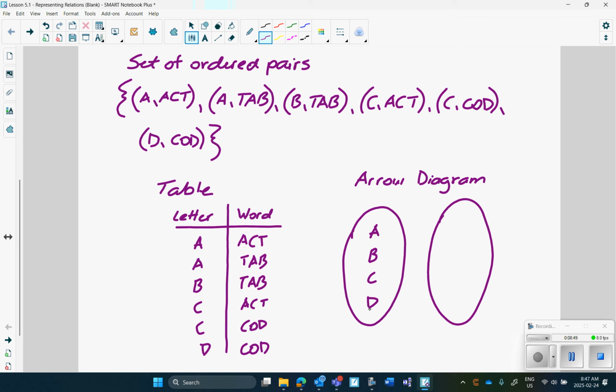And we write all the elements of the second set into the second oval, which are the words act, tab, caught. And I show the relationship by a series of arrows. A appears in act, so I'm going to connect those. A also appears in tab, so I'm going to draw another arrow from A.